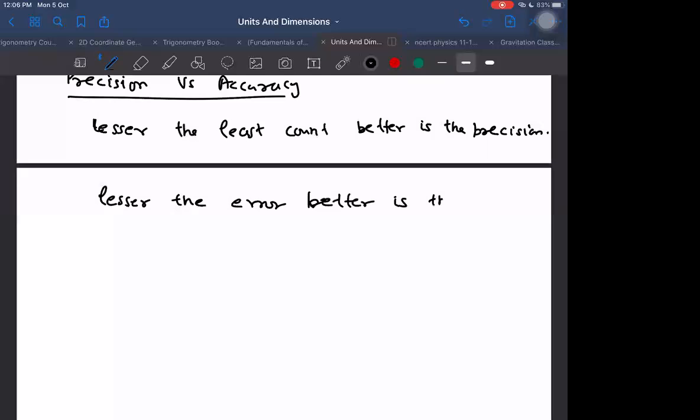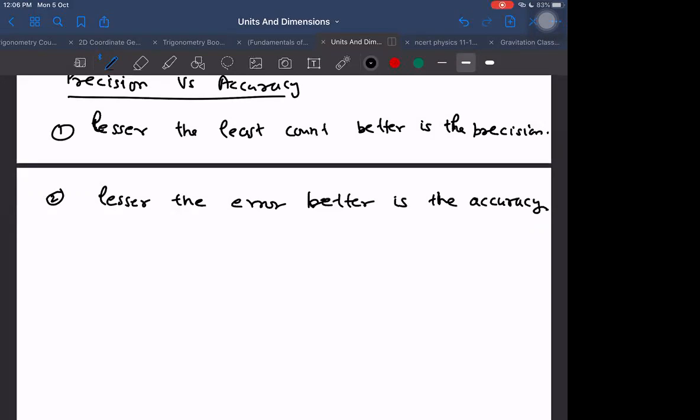Better is the accuracy. These two are quantities. If the precision is better, then chances of accuracy is also improving but it does not mean if it is more precise instrument we are taking, then the result will be more accurate only. Sometimes there may be some other sources of error also, which may be there.